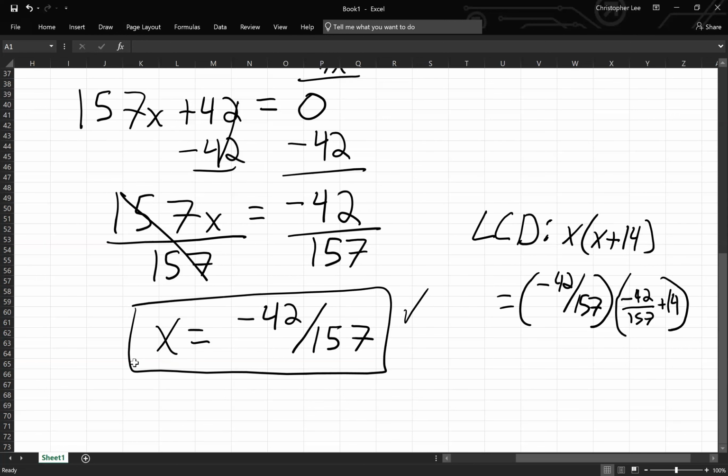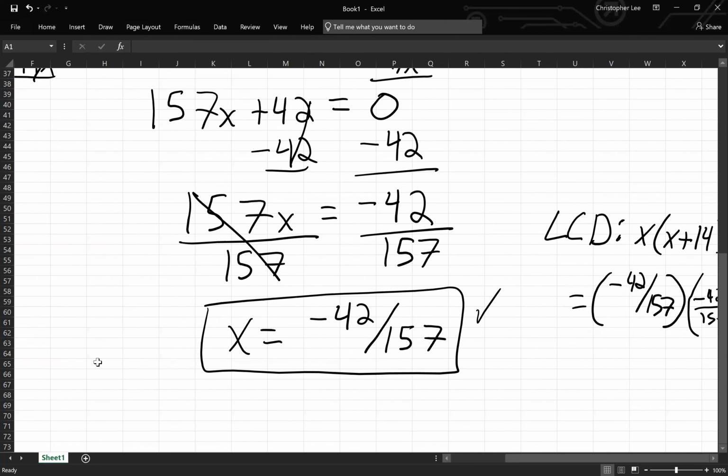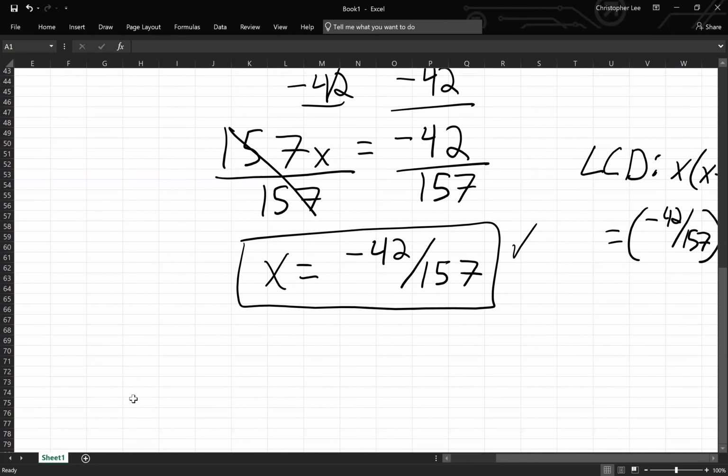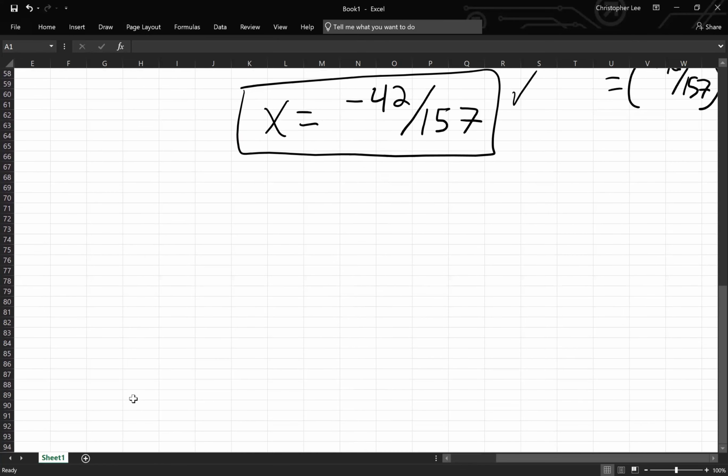So that's another way you could do it. If I take everything to the LCD, just go by it after you simplify it. Just check it. If you don't check it and the answer is right, good for you. But if you don't check it and the answer is wrong, same thing.